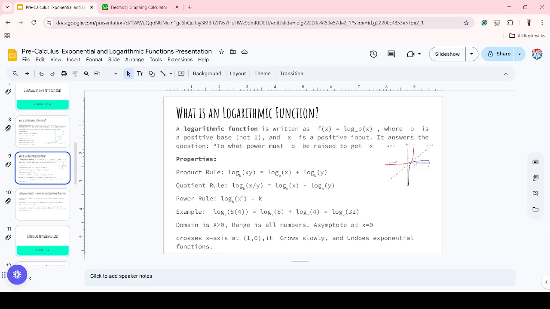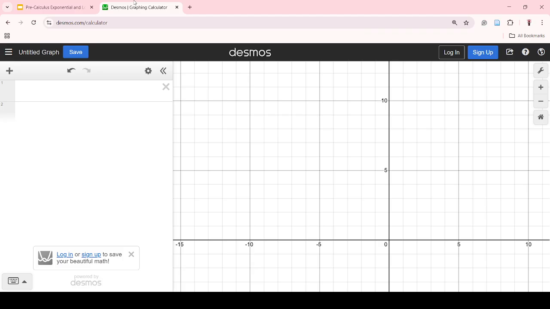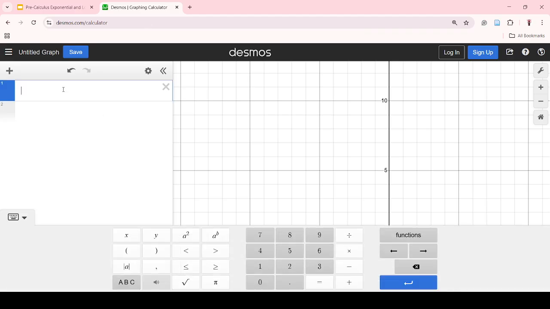So let me write this down. We know that we are going to be crossing at (1, 0) on the x-axis. It's going to go up slowly, and it is going to undo the exponential. So let's go ahead and move on over to Desmos. And we can actually make up an additional practice problem in just one moment.